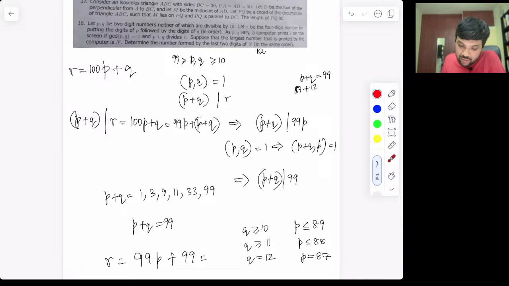So we are done. The answer is p is 87, q is 12, and they have asked what the last 2 digits are, which is q, which is 12. Hopefully clear to everyone.